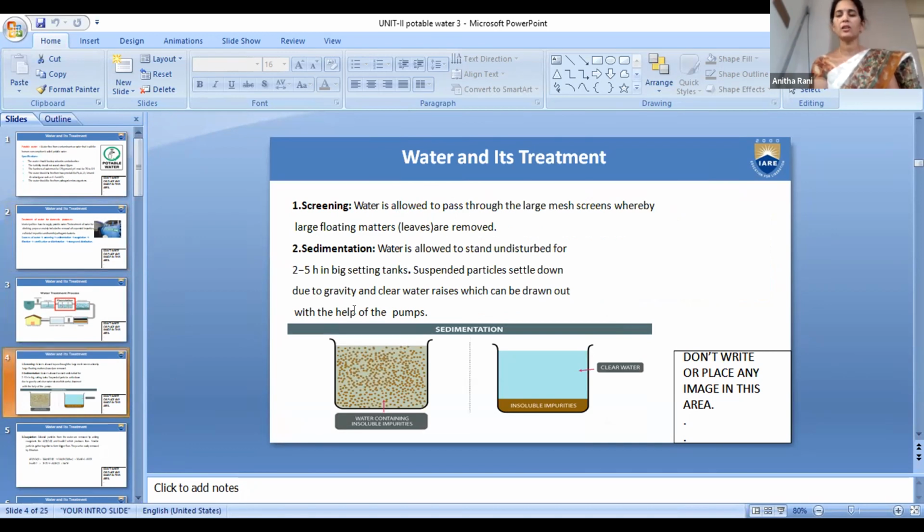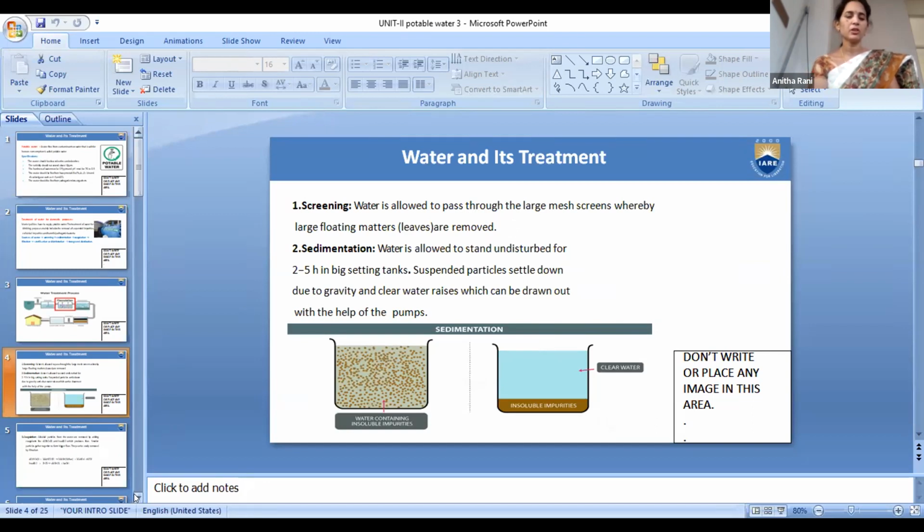So we remove large impurities present in water, like we discussed already. What are present in water are large impurities or large floating matter like leaves or bark of wood or any paper or plastic bottles or any plastic. That we can remove by passing the water through large mesh screens, and we can remove large floating matter present in water. And sedimentation.